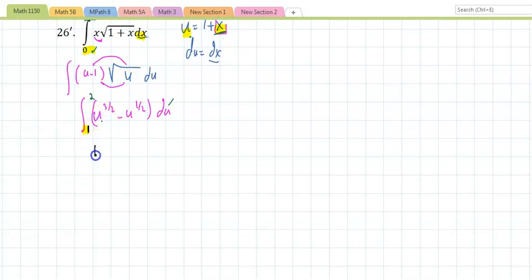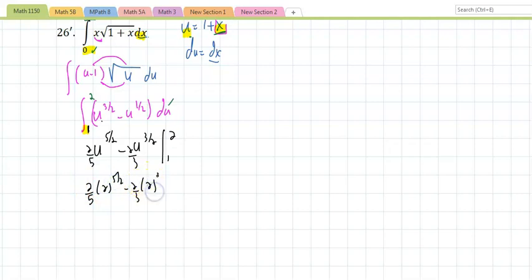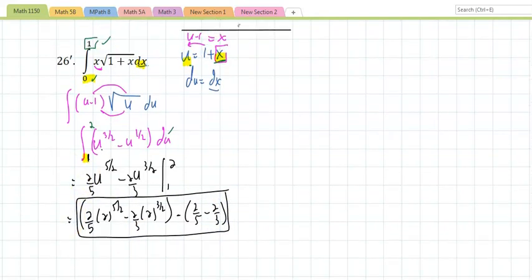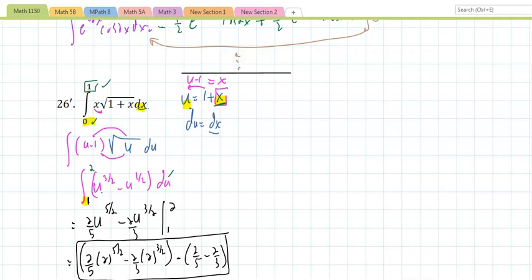And wouldn't this be u, add 1 to the power, divide by that, add 1 to the power, divide by that, evaluated from 1 to 2, that will be 2/5 times 2 to the 5/2 minus 2/3 times 2 to the 3/2 minus 2/5 minus 2/3, and on a test, that's all you need. And there's my final answer. There are a couple of ways I could have done this problem. This is one of them.